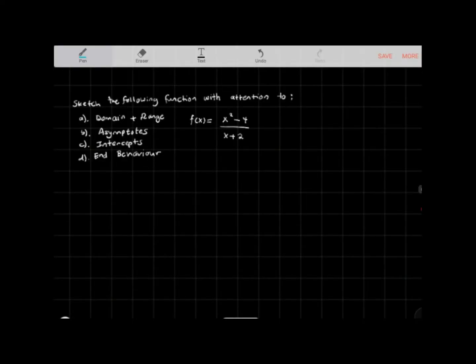Alright, let's take a look at a special case of a rational function where there is actually going to be a common factor present. This will identify a scenario called a point discontinuity, also known as a hole. So I'm going to show you what this kind of looks like.